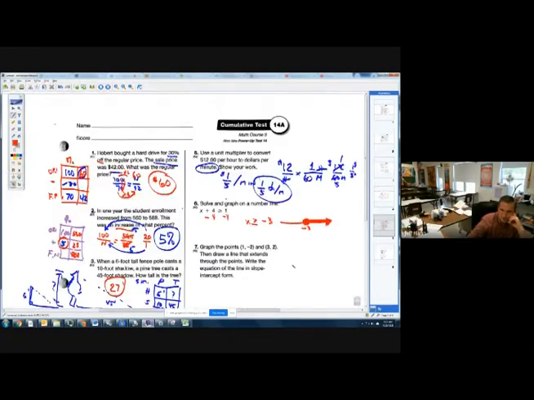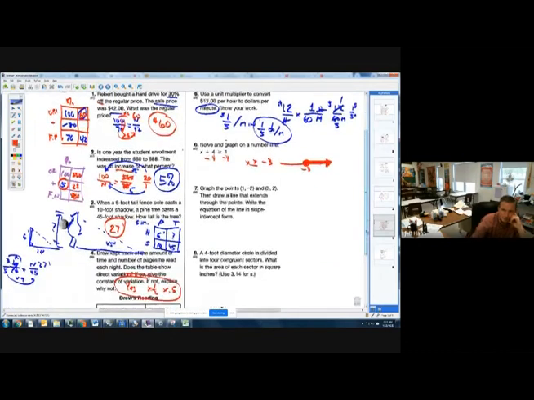Oh boy, problem number 7 is a Lulu. Hopefully you can use your paper to do this. Graph the points 1, -2, and 3, 2. Draw the line that extends through the points. Oh boy, this is a Lulu here, kids.